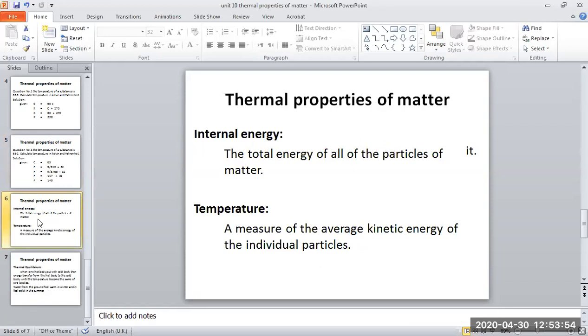Next is internal energy. What is internal energy? It is the total energy of all particles of a matter. This is internal energy. And temperature is a measure of the average kinetic energy of individual particles. That is temperature.